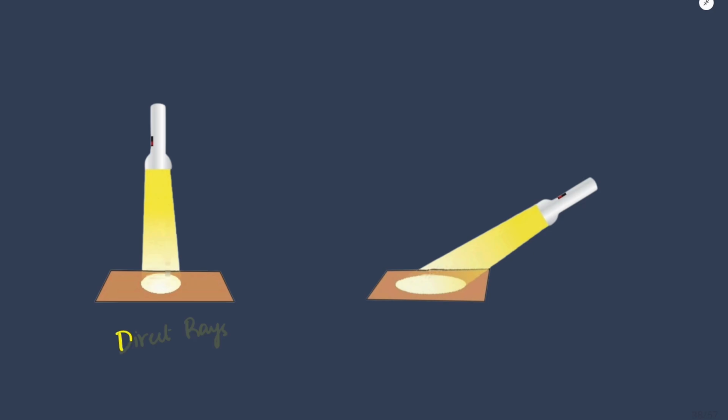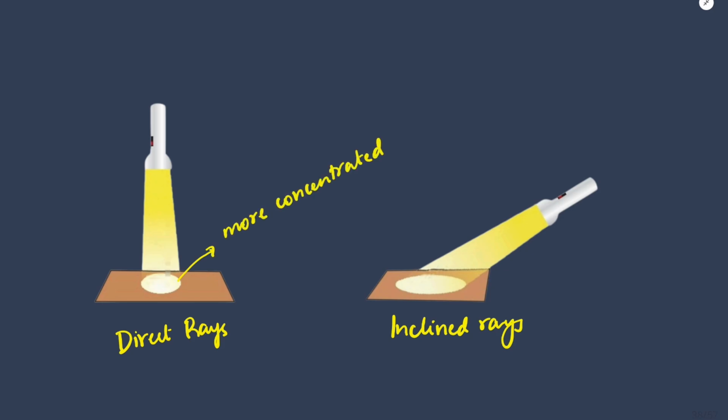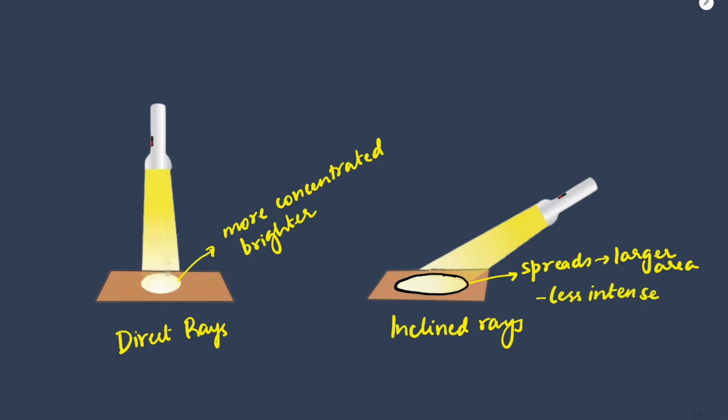Let's understand the effect of these direct rays and inclined rays with the torch analogy. Imagine shining a torch straight overhead onto a surface. The light here is more concentrated and is brighter. However, if you tilt the torch at an angle to the surface, the light will now spread over a larger area, making its brightness less intense.